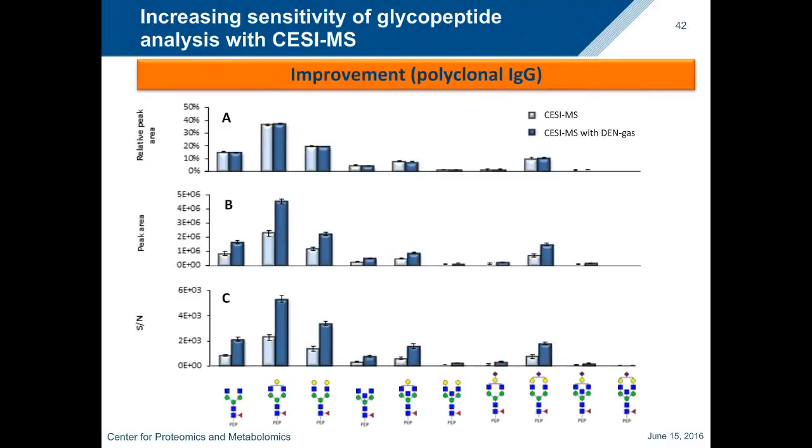So we wanted to check that with a standard that we have in our lab, protein A and IgG. And first of all, we wanted to make sure that the relative values were not skewed. So we had a look at the 10 most abundant glycopeptides, and we compared CESI MS against CESI MS with DAN-gas. And as you can see in panel A, we really got similar results in the relative ratios. However, looking at the peak area or the signal to noise, we really got an increase in sensitivity.